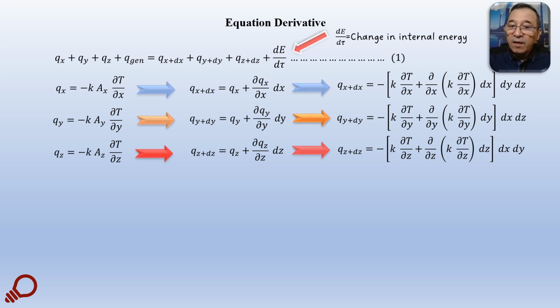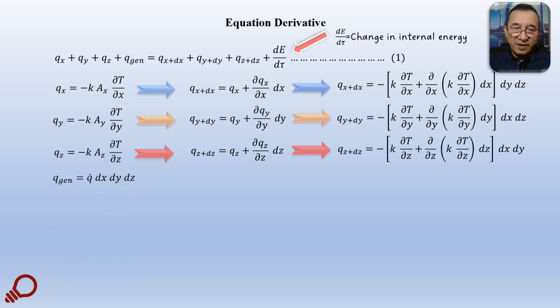minus bracket k partial T with respect to z plus partial with respect to partial z of the value of k partial T with respect to z dz times dx dy.